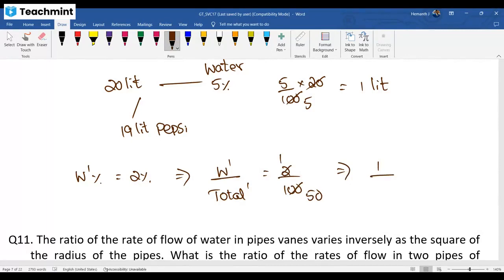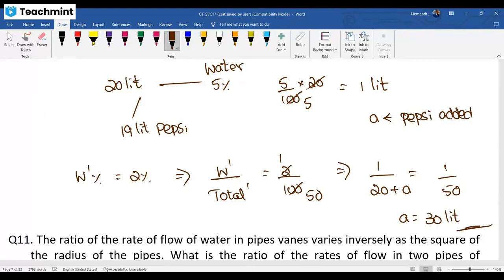If Pepsi is added, let A be the Pepsi added, how much Pepsi we are going to add. Then 1 by (20 plus A) must be equal to 1 by 50. You need to add 30 liters of pure Pepsi. Then water will become 2%, my dear. Guys, understand? Water is not changing, sir.